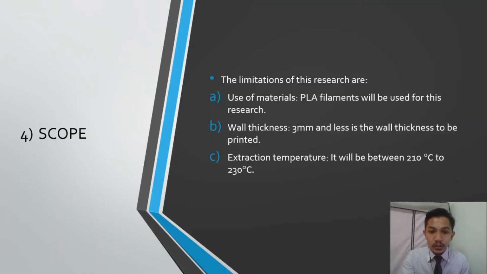For the scope of research on the project I am handling is the use of materials, wall thickness, as well as extrusion temperature. So, for the material use, I use polylactic acid, that means PLA, as a filament for this research. Next is the wall thickness. For this research, I use 3 mm thinner and below to print. And finally, for extrusion temperatures, I use temperatures from 210 degrees Celsius to 230 degrees Celsius.